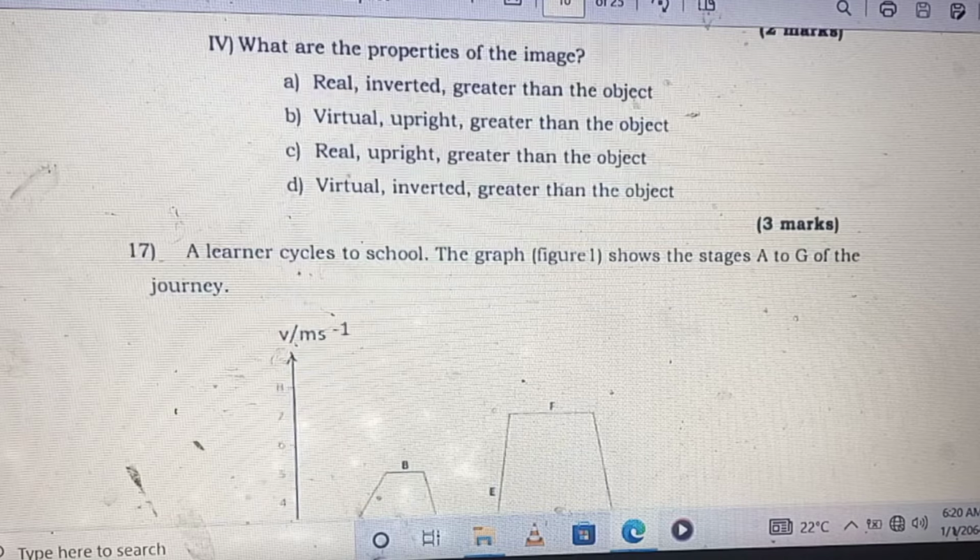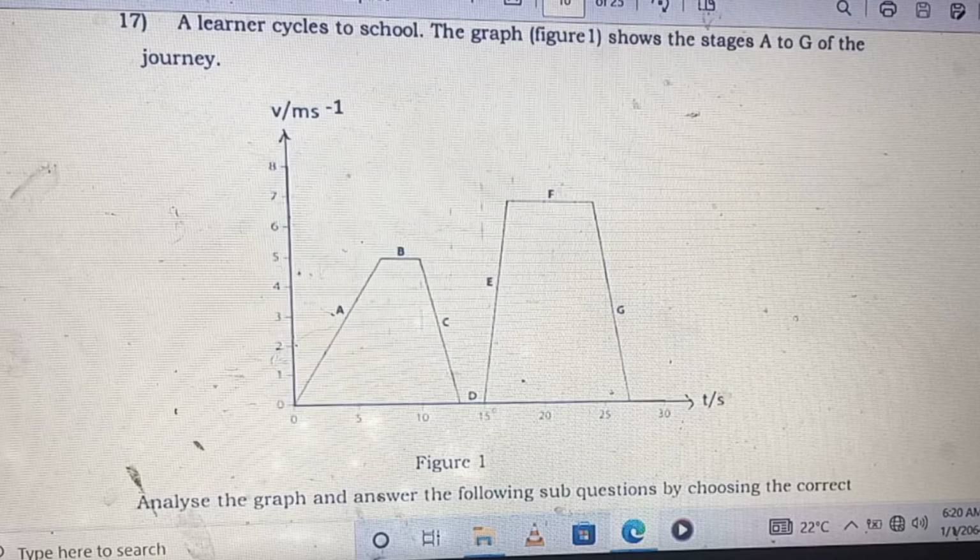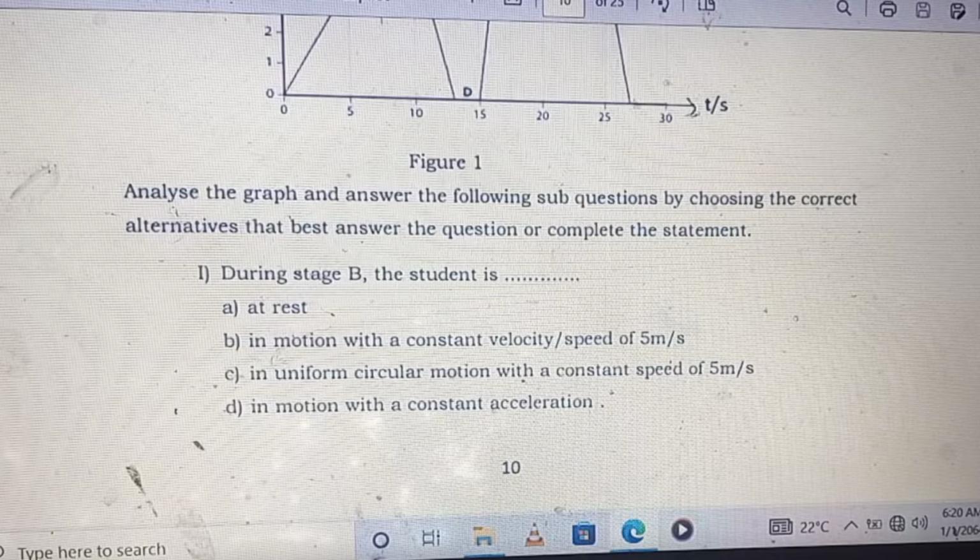Next question, question 17. A runner runs to school. The graph, figure 1, shows stages A to G of the journey. This graph has velocity here and time here. Analyze the graph and answer the following sub-questions by choosing the correct alternative that best answers the question or completes the statement.